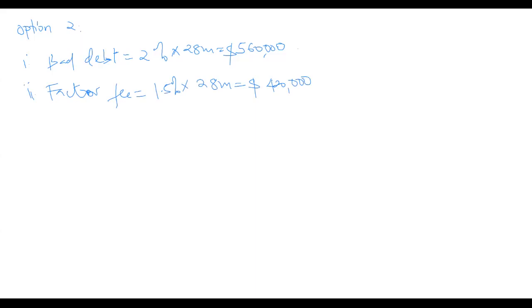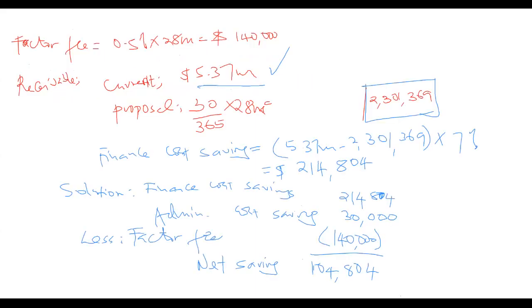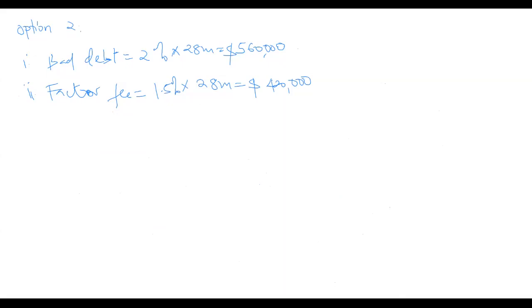Admin cost saving and the trade receivable collection period would be as in option one. Therefore, the admin cost saving will be that 1,000, and the finance cost saving will also be equal to 214,000. If the days remain the same, then the saving also remains the same. That is also in option two. So you don't need to work it out again, because we have already done the working.